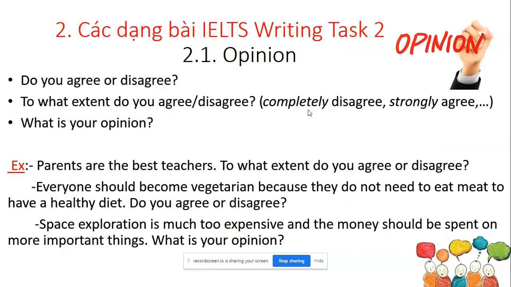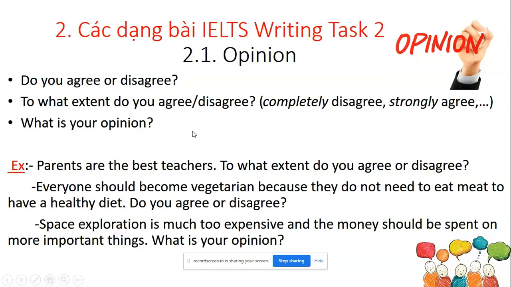Moving on to IELTS writing Task 2. There are four types. The very first type is opinion. There are some signs to acknowledge that are included in opinion essays. When you see the question: do you agree or disagree? To what extent do you agree or disagree? What is your opinion? It is an opinion essay.